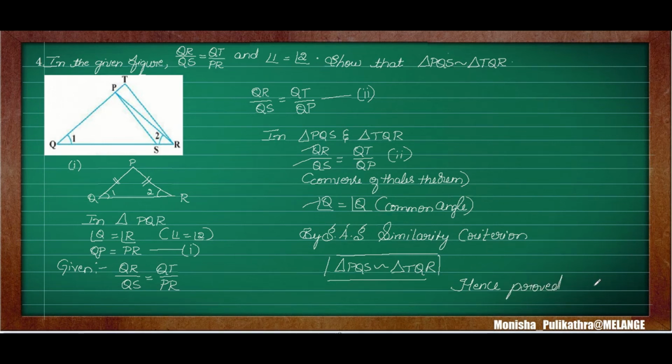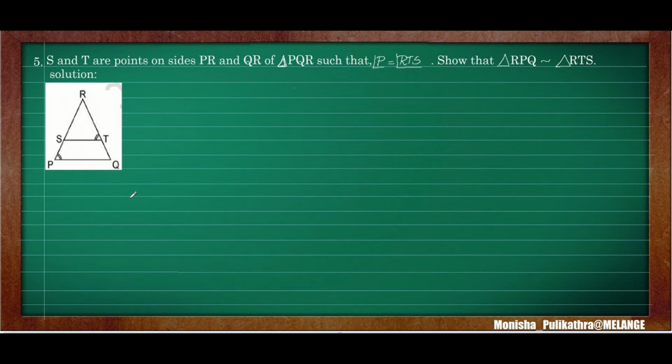I hope you understood. Moving on to the fifth problem. S and T are points on sides PR and QR of triangle PQR such that angle P is equal to angle RTS. Angle RTS means we need to consider the center angle. So angle P is equal to angle RTS. We need to prove that triangle RPQ is similar to triangle RTS. Okay, so this is the thing we need to prove.